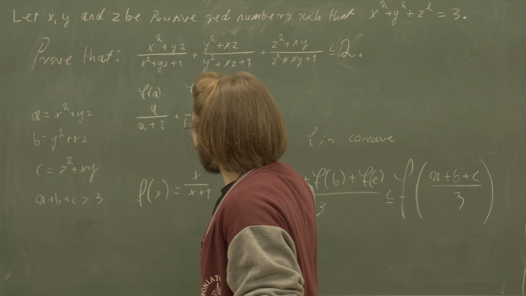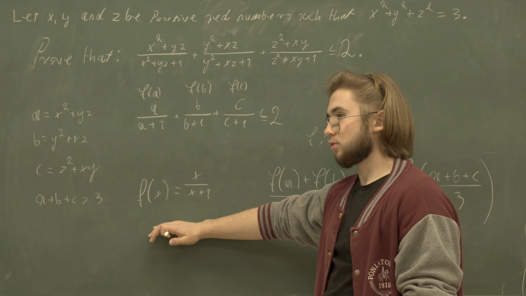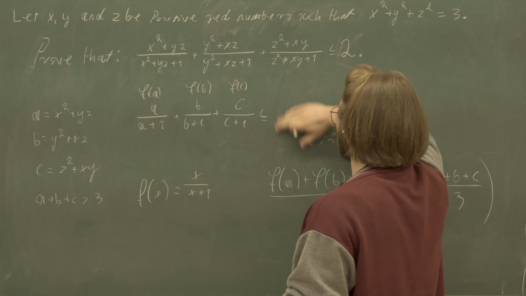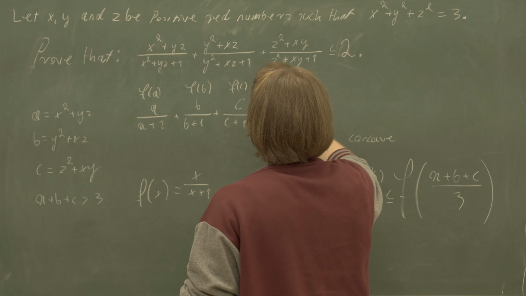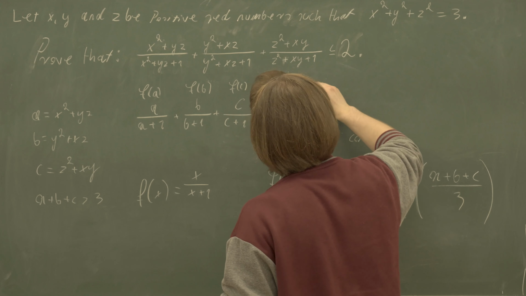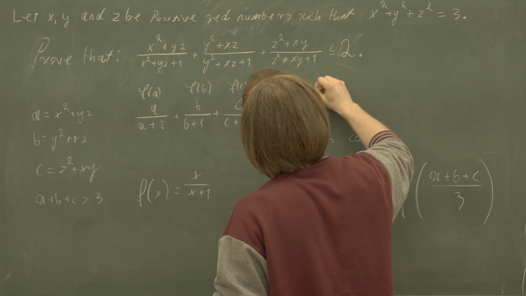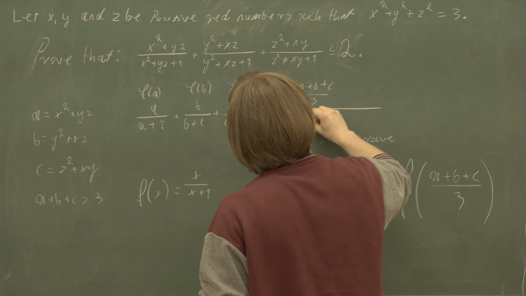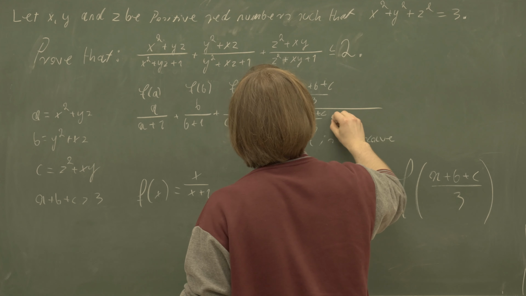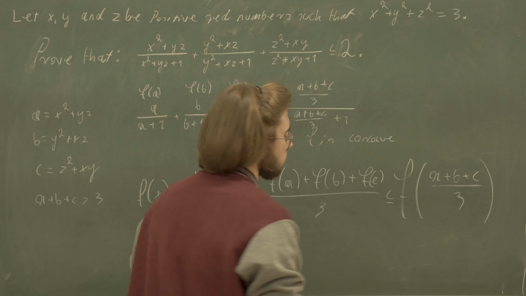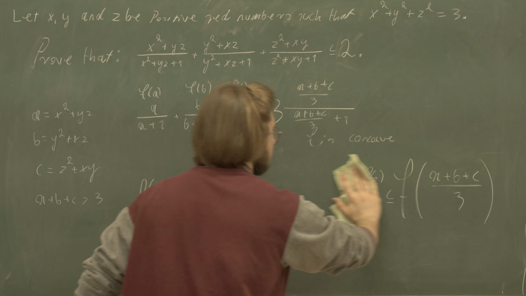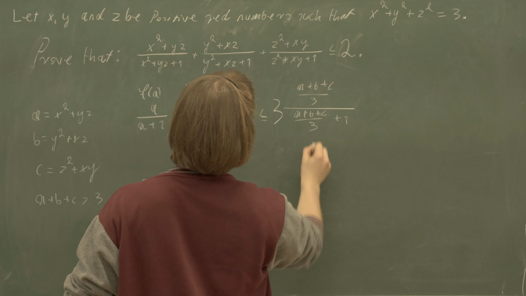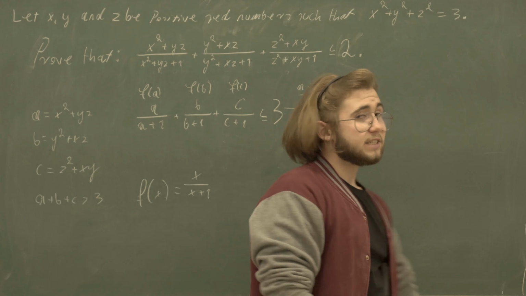Okay, perfect. So now if we manage to prove that f of x is concave, then this inequality right here is going to change into something like this. This is going to be less than or equal to 3 times (a plus b plus c all over 3) all over (a plus b plus c all over 3 plus 1), and so on. That's definitely one too long a fraction line right there. Okay, perfect. Oh, I accidentally erased the 3 right there. Okay, perfect. So, is f of x concave?